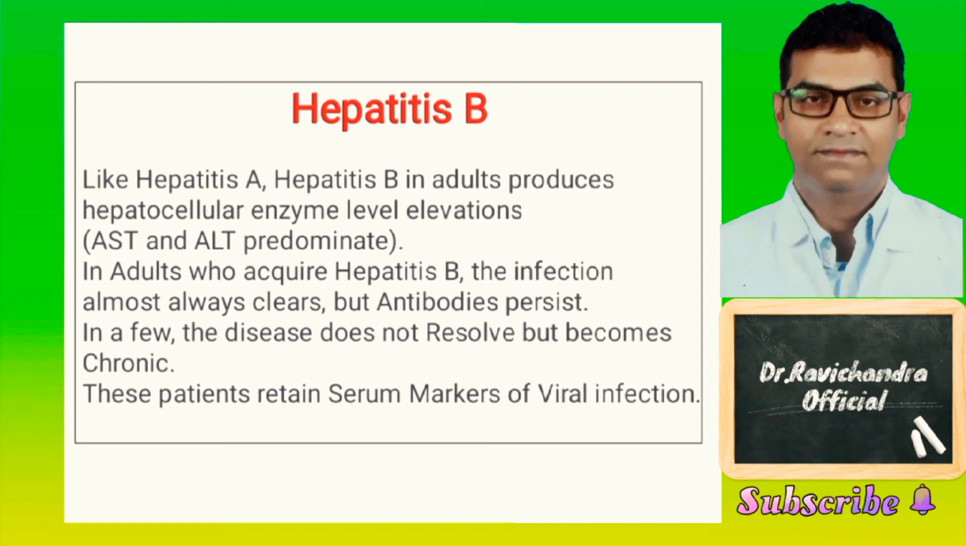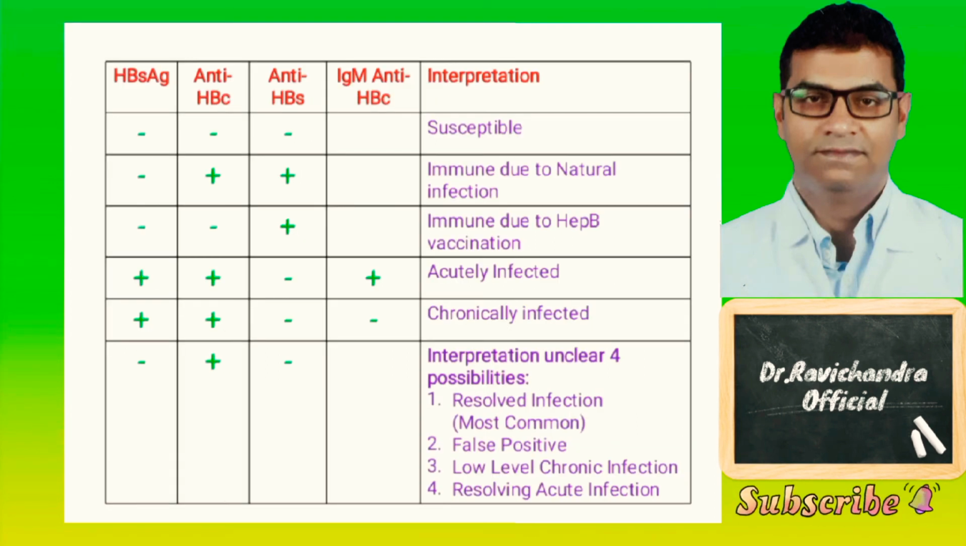Hepatitis B in adults produces hepatocellular enzyme elevations like that in hepatitis A. In adults who acquire hepatitis B, the infection almost always clears, but the antibodies persist. In a few, the disease does not resolve and becomes chronic. These patients retain the serum markers of viral infection. How to interpret whether a person is hepatitis B positive or not?